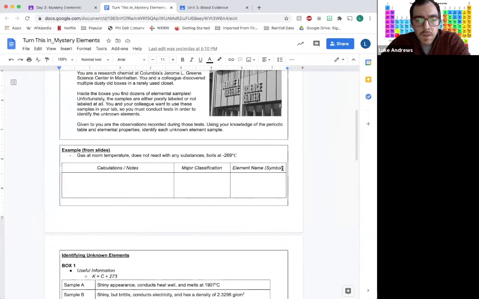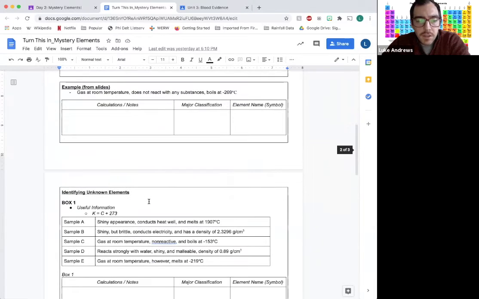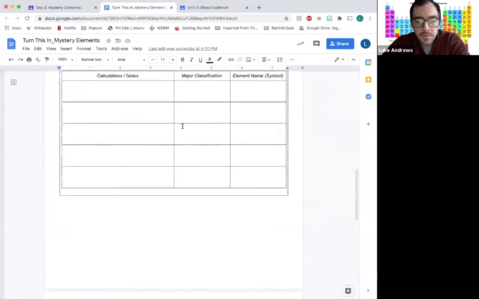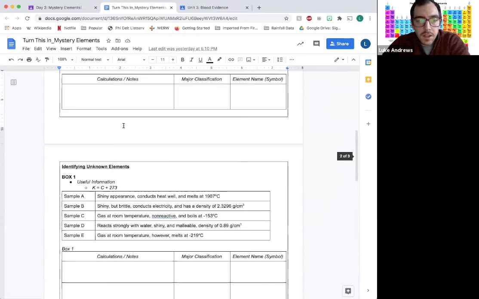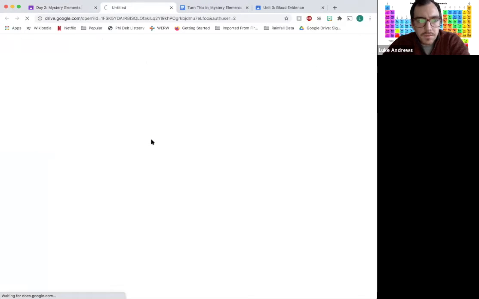So I'm going to do this example from the slides, and then you guys are going to have two boxes. Here's your first box, 5 samples in it, and our observations from the test that we ran. A second box with 5 samples and observations from the test we ran. Notice that calculations you might need are here at the top of each box. So let's take a peek at the slides real quick, because that's where my example is.